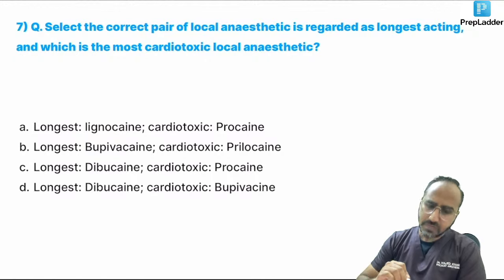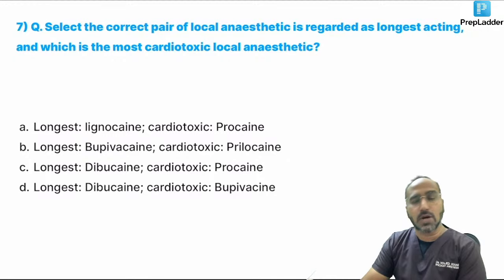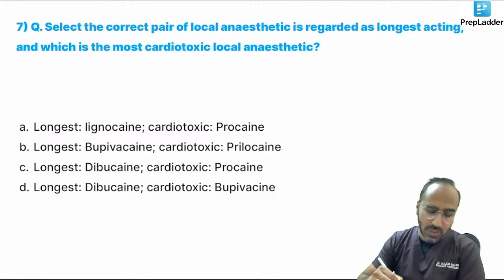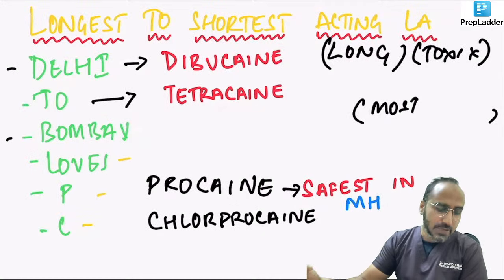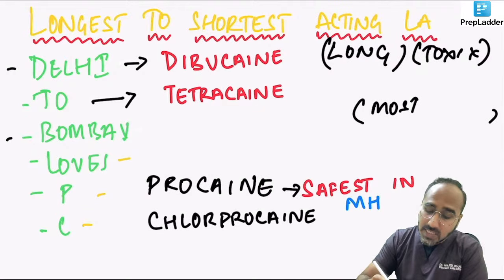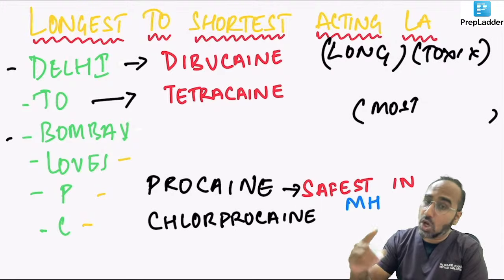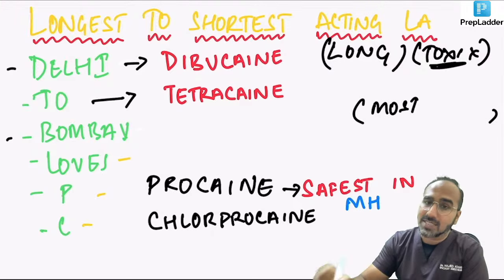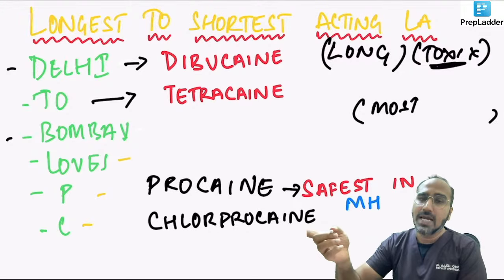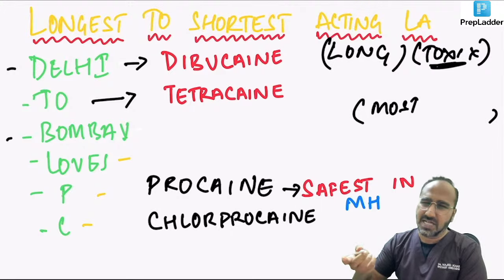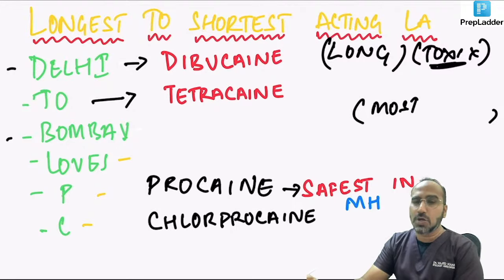There is a mnemonic to remember, guys, for longest to shortest acting local anesthetic. The mnemonic is: Delhi to Bombay loves Priyanka Chopra. D stands for dibucaine, which is regarded as the longest, but it is also regarded as the most toxic. Hence, we are not using this for anesthesia purpose. We are using dibucaine for some other purpose, that is basically for testing pseudocholinesterase deficiency.